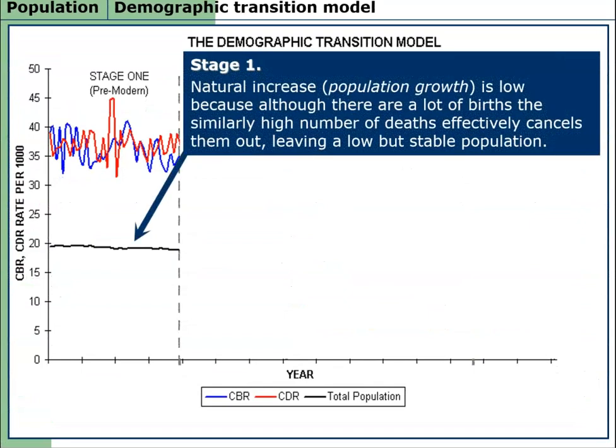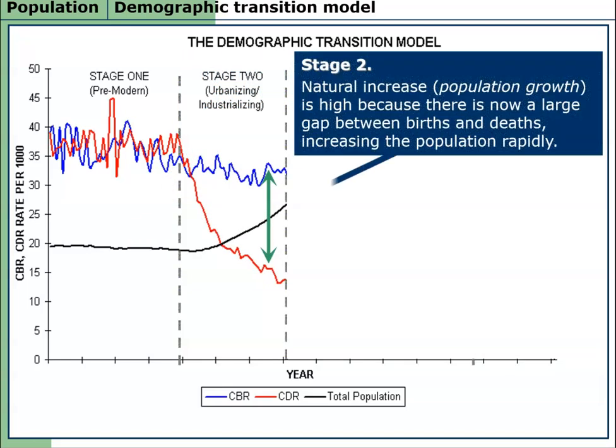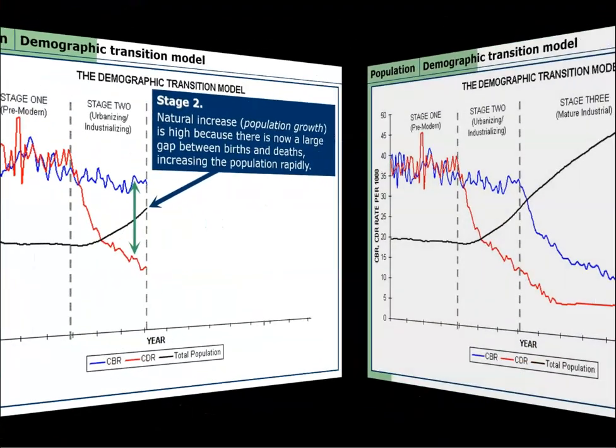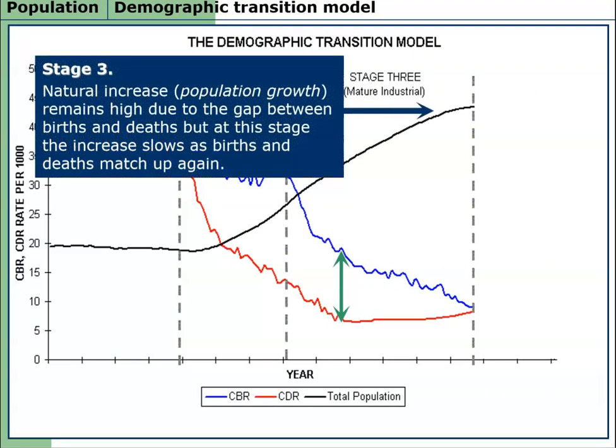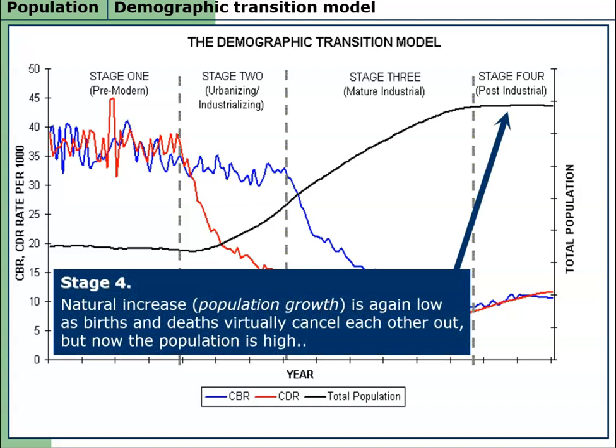This is once again the demographic transition in a little bit more detail. Natural increase is low because although there are a lot of births, the similarly high number of deaths effectively cancels them out, leaving a low but stable population. This is stage 2. Here in this diagram you will see stage 3 that we have already discussed, and in this figure we are going to explain stage 4, where the natural increase of population is again low, and births and deaths virtually cancel each other out, but now the population is very high.